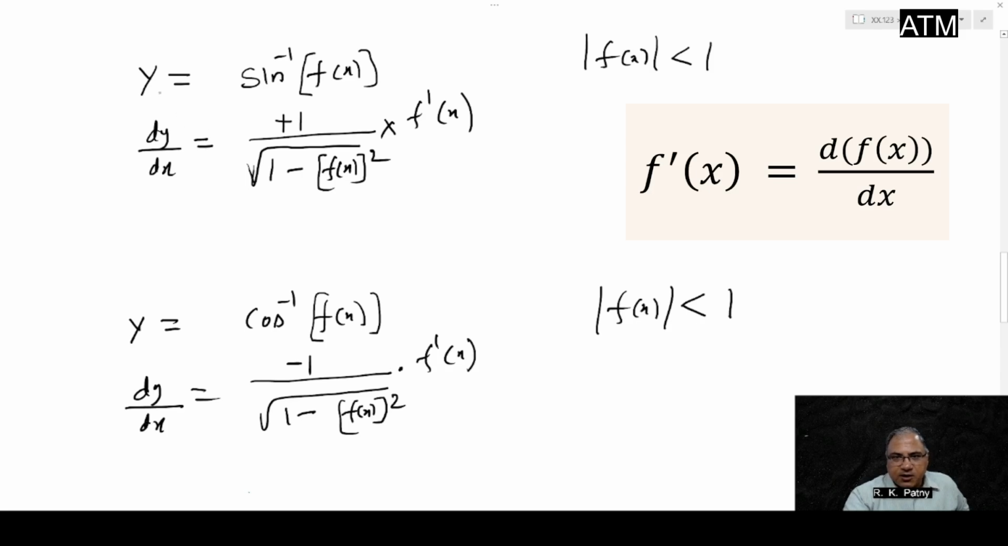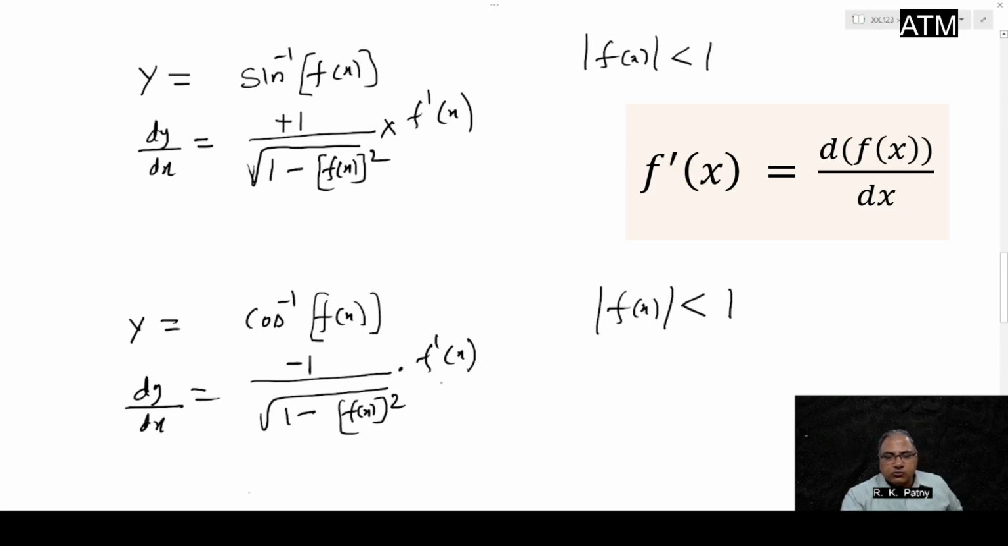Let us read now. If y equals sin inverse of f of x, then dy by dx equals plus 1 upon under root of 1 minus f of x whole square multiplied by f dash x. And for cos inverse x, that is y equals cos inverse of f of x, then dy by dx equals minus 1 upon under root of 1 minus f of x whole square multiplied by f dash x.